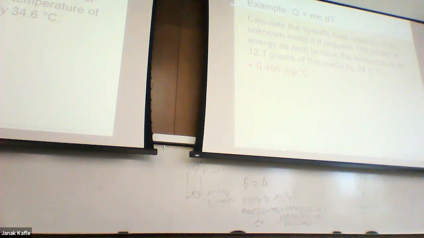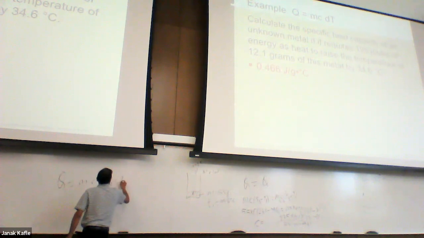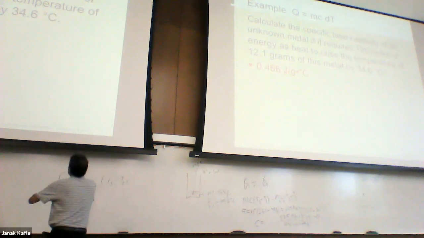So this is T2 minus T1. There is no T1, there is no T2. We need to increase the temperature of the metal by 34.6 degrees centigrade, which means that's T2 minus T1. So Q is equal to m C (T2 minus T1). Q is given.